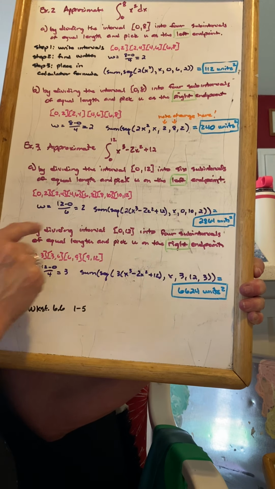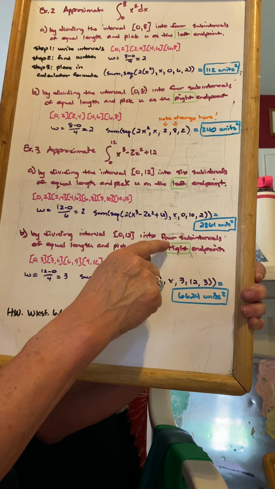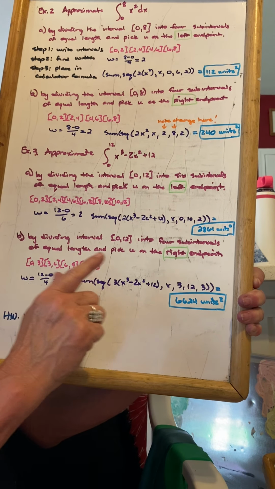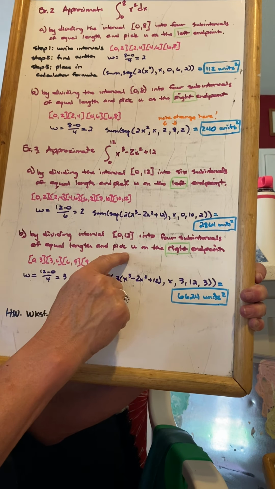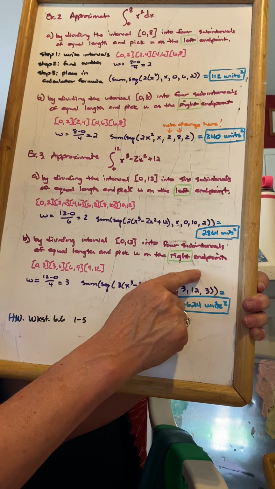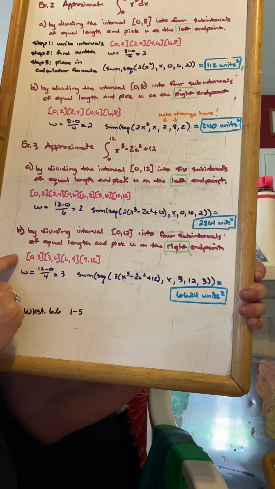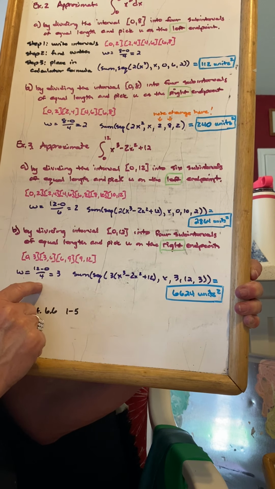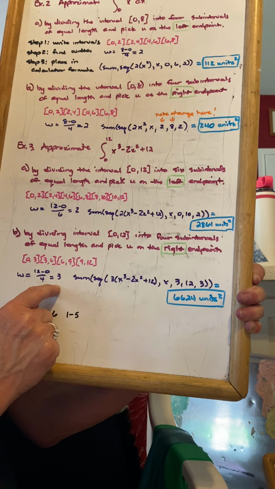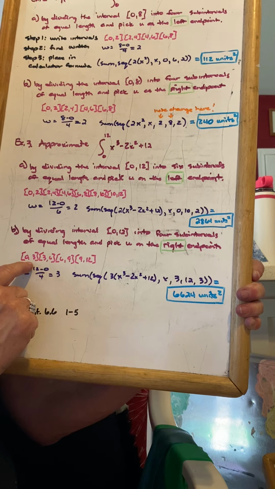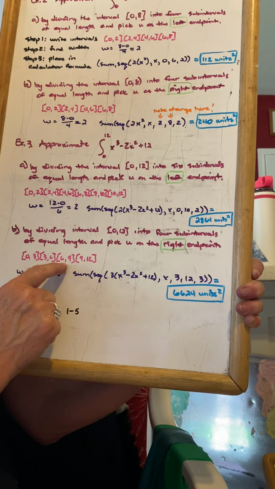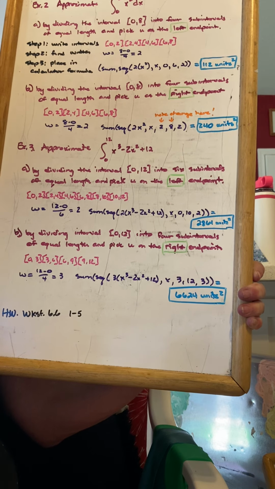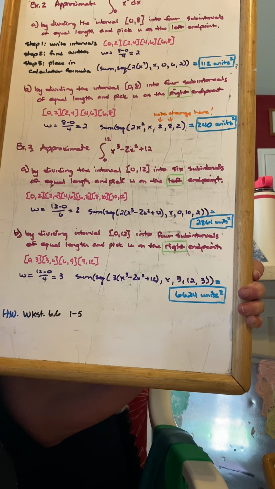Part B, by dividing the interval 0 to 12 into 4 subintervals. So this is less accurate. Of equal lengths, and pick the U on the right endpoint. So I decided to go for the width. The width is 12 minus 0 divided by 4, which is 3. So I'm going to get 0 to 3, 3 to 6, 6 to 9, and 9 to 12. Not the same as I did before.